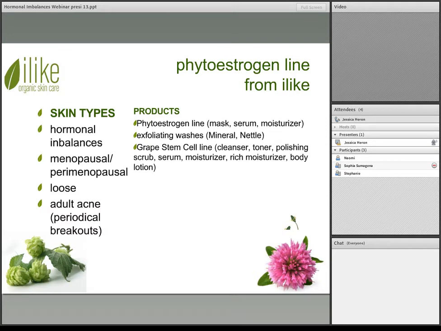And within all of these products in this category, the key ingredients contained are grape skins, grape pulp, grape seed, and also the grape stem cell. This line utilizes the grape stem cell technology. Stem cells are one of the most important cells in the body.